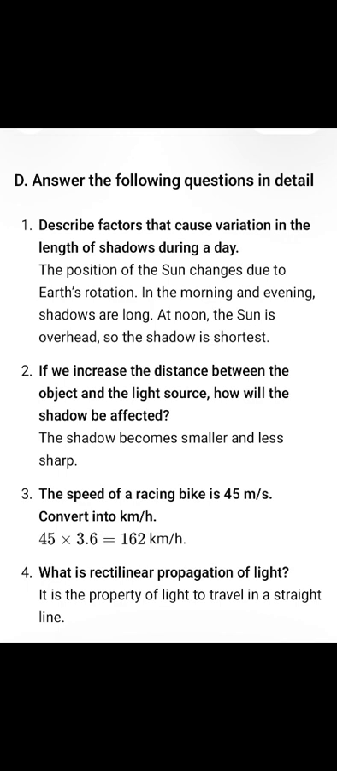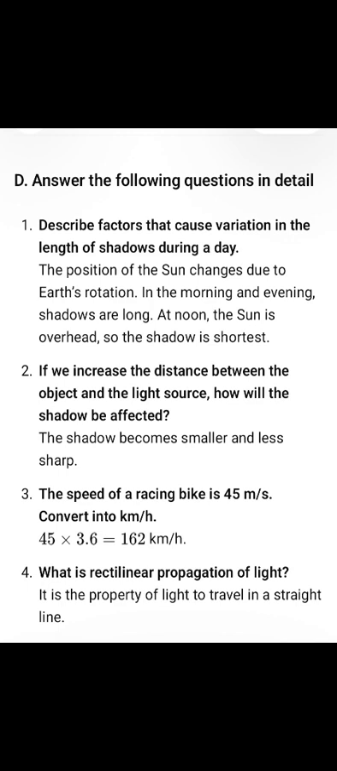The speed of a racing bike is 45 meter per second. Convert into kilometer per hour. 1 kilometer equals 1000 meters and 1 hour is equal to 60 into 60, which is 3600 seconds. Now kilometer per hour, so 1000 upon 3600, the zeros get cancelled and it is 10 upon 36, which is equal to 5 upon 18.